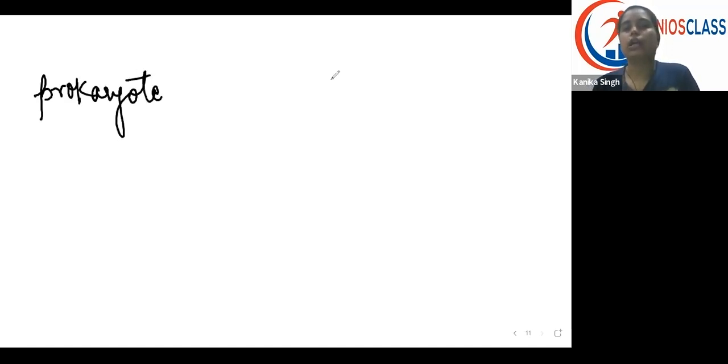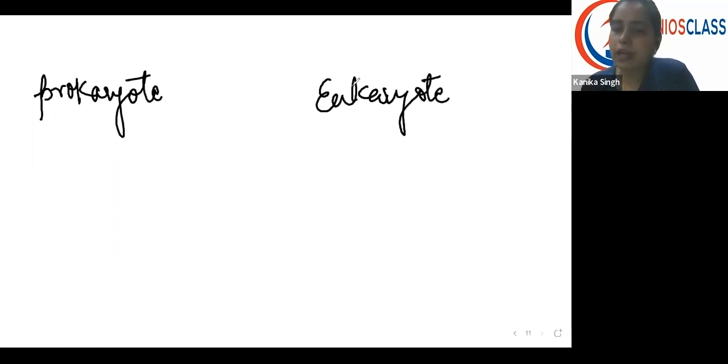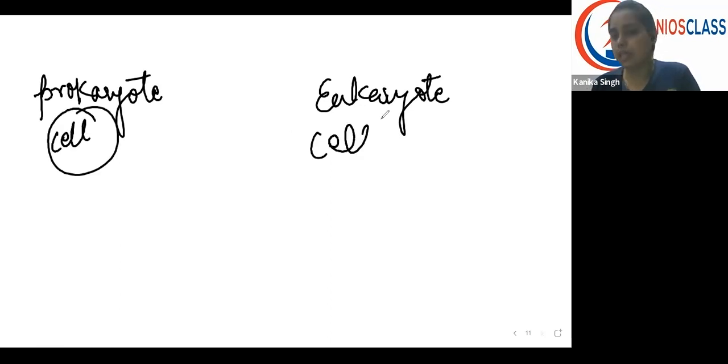So a prokaryote and a eukaryote. See, Ayush, there are two types of organisms present on the earth. They can either be a prokaryote or a eukaryote. No in-between things are present. A prokaryote is basically a cell type, and a eukaryote is also a cell type.